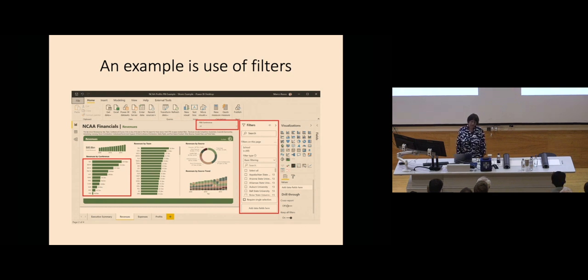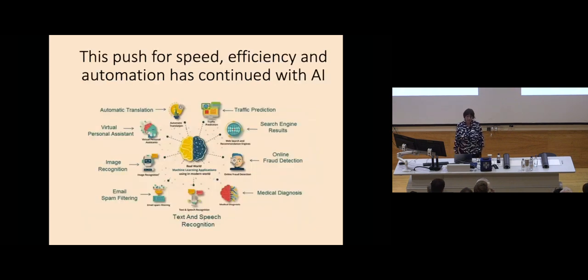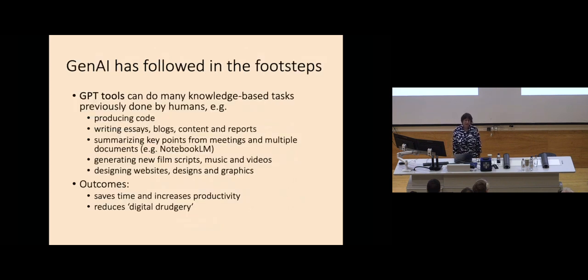We also see that this relentless push for speed, efficiency, and automation has continued with artificial intelligence in the last 10, 15 years, where we see applications in medical diagnosis, in online fraud detection, translation, and many more have come about through these advances in machine learning with a push towards automation. And then during the last 2 years, we've seen how generative AI has followed in the footsteps.